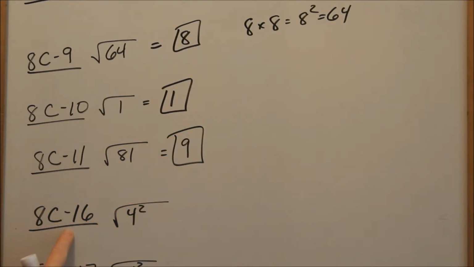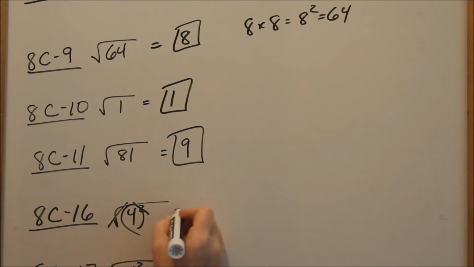Now look at 8C16. There's two different ways you can do these. You have the square root of 4 squared. I just told you that the square root and squaring are opposites, okay? So anytime you have opposites, they cancel each other out. Addition is the opposite of subtraction. Division is the opposite of multiplication. Square root is the opposite of squaring. So what happens is this square root and that square cancel each other out, and you're left with just what's under the radical, 4.